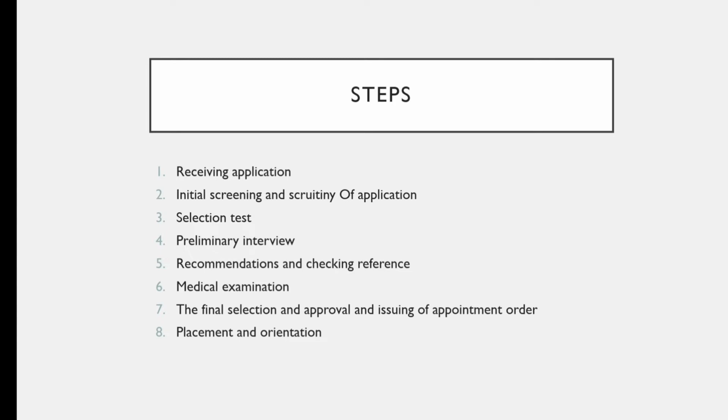Then the last step in the selection process is the placement and orientation. Placement is the process of fitting the selected person at the right job or right place. It is a process of assigning a specific job to each of the selected candidates. So after the final selection, approval and issuing of the appointment order, we fix a date and call the employee, and we appoint them.